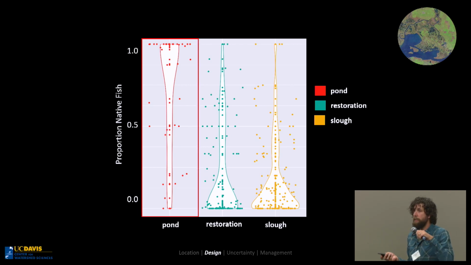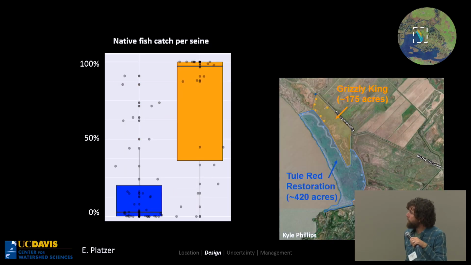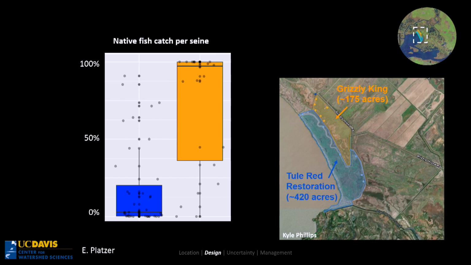Proportion of native fish isn't necessarily the only metric by which we should evaluate these, but it's a pretty compelling one in the sense that they very clearly are filtering that available species pool to just be native species, which is one way to think about a benefit. This plot represents direct comparisons between Grizzly King, which is a managed wetland directly adjacent to Tule Red, which is a restored habitat right off of Grizzly Bay. And again, much higher proportions of native fish.